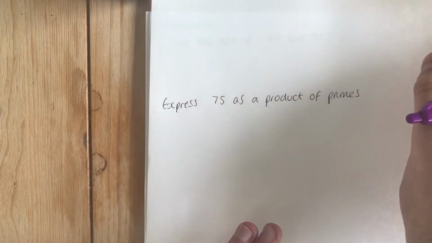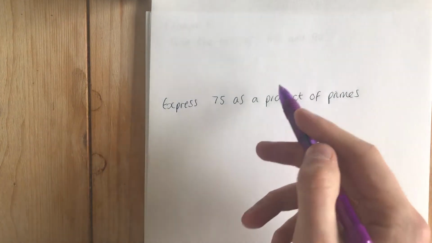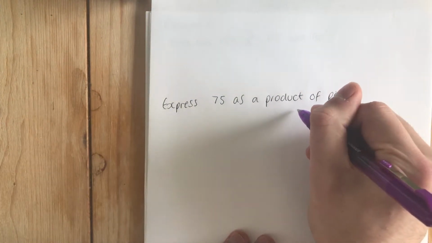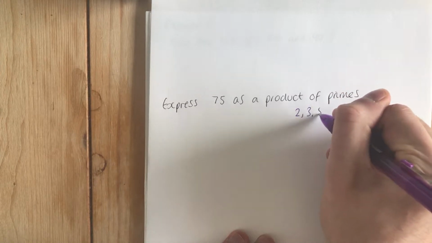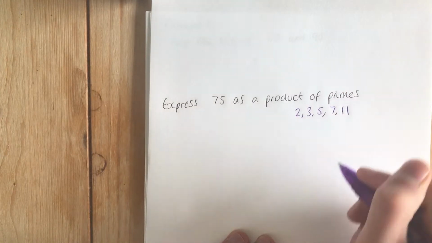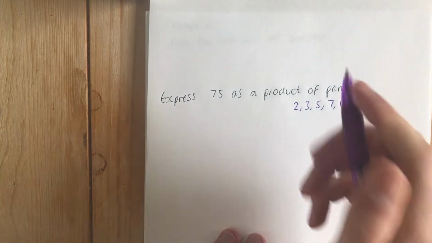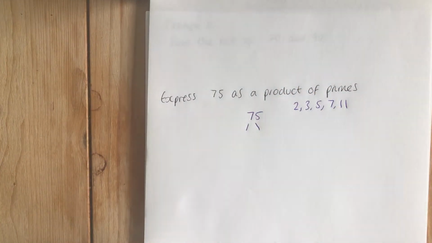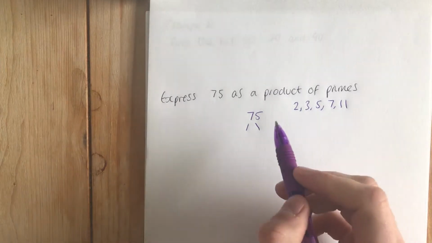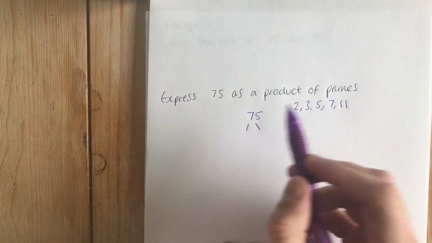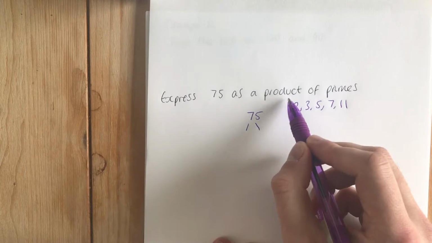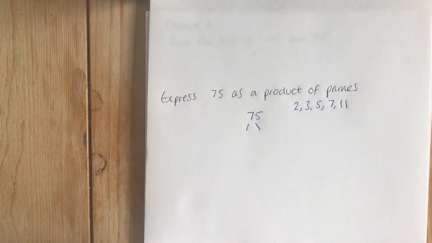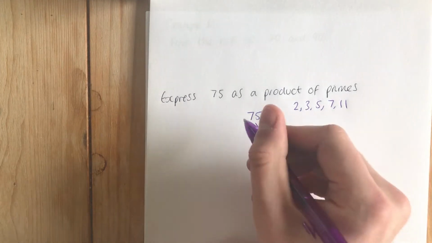On the next example, I want to express 75 as a product of primes. So again, I'm going to write my first 5 prime numbers, should I say. I'm going to start with 75 at the top of my tree. So I've got 2 branches coming out of it. I want to know which of those prime numbers goes into 75. Now the one that jumps out to me is 5.